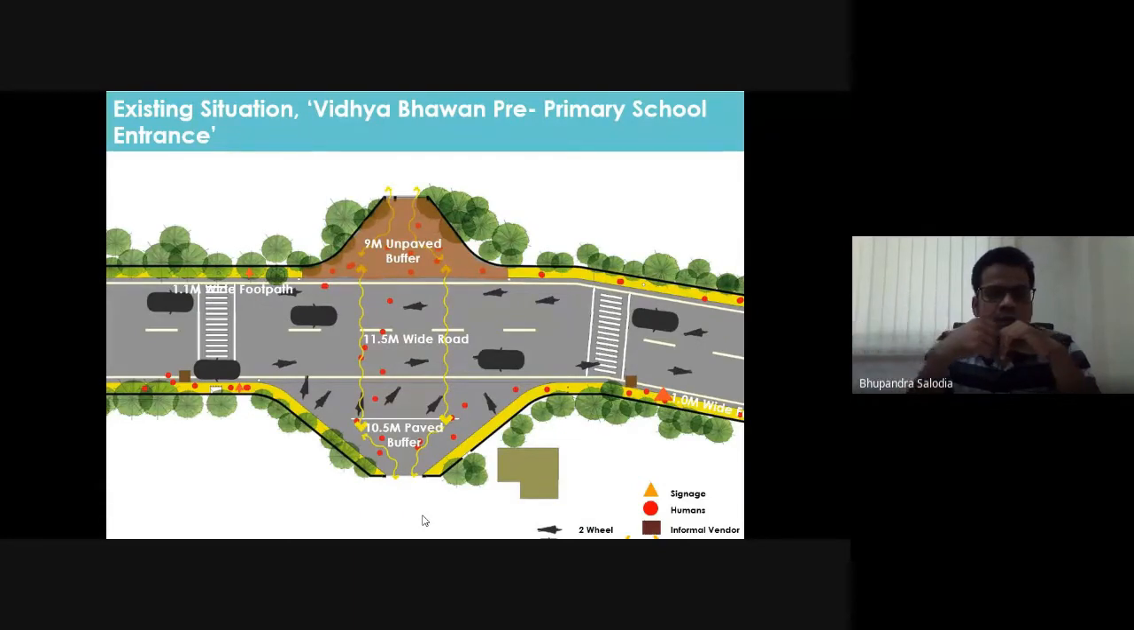So this is the existing condition. You can check there that these yellow are signages, these red dots are humans, this dark color is informal vendors, and the arrow is the pedestrian flow, and these are two entries. This is the kids' movement, and this is maybe their parents' or caregivers' movement, their faculty's movement, and these all are vehicles. It can be illegal parking, or it can be people just waiting to take their kids from the schools after they leave.